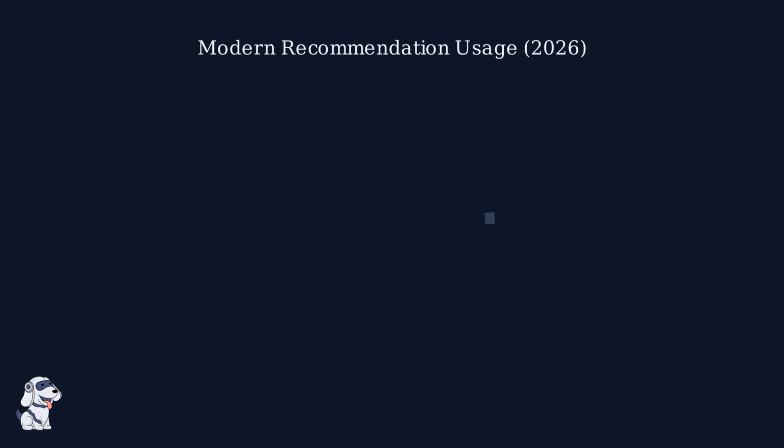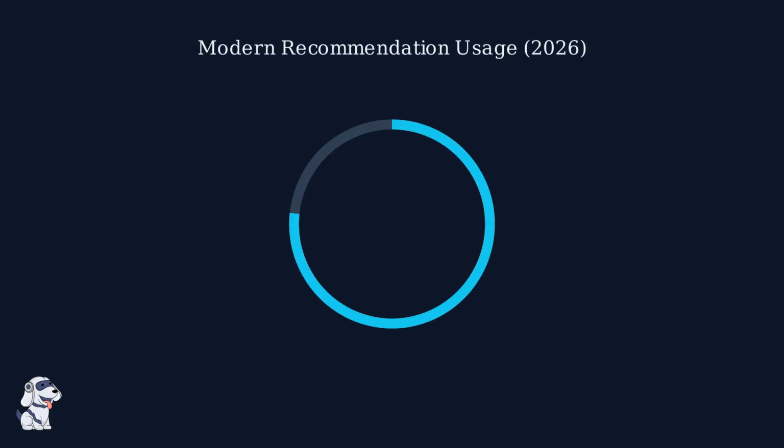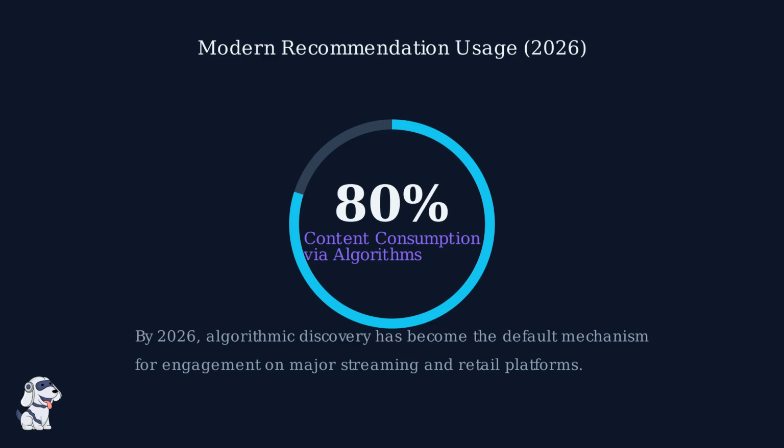As of mid-2026, the landscape of digital discovery has fundamentally shifted. Over 80% of all content consumed on major streaming and retail platforms is now driven directly by algorithmic recommendation systems. This statistic highlights that recommendations are no longer a side feature, but the primary engine behind modern digital engagement, effectively curating the majority of what users see and interact with daily.